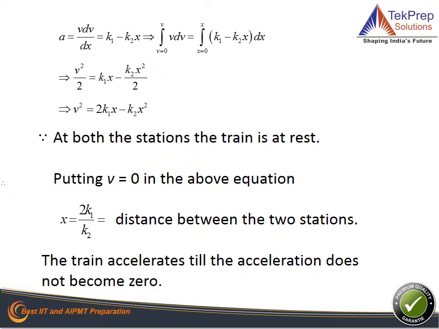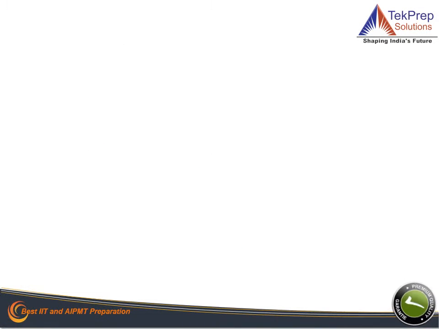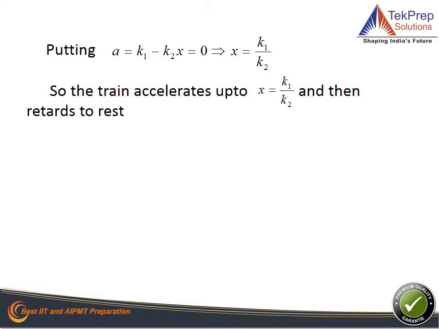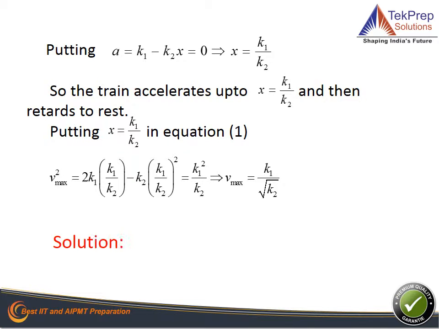Since at both the stations the train is at rest, putting v is equal to 0 in the above equation, we get x is equal to 2k1 by k2, which is the distance between the 2 stations. The train accelerates until the acceleration becomes 0. Putting a is equal to k1 minus k2x is equal to 0, which implies x is equal to k1 by k2. So the train accelerates up to x is equal to k1 by k2 and then retards to rest.